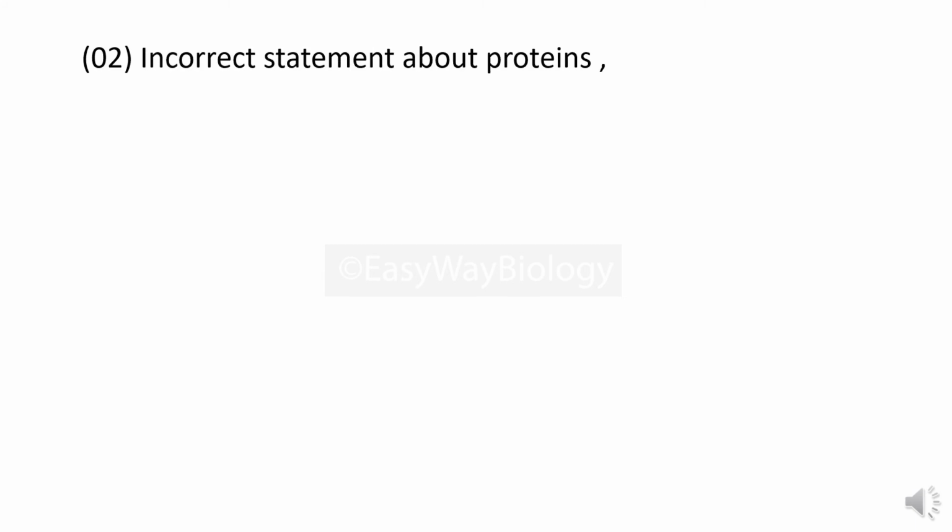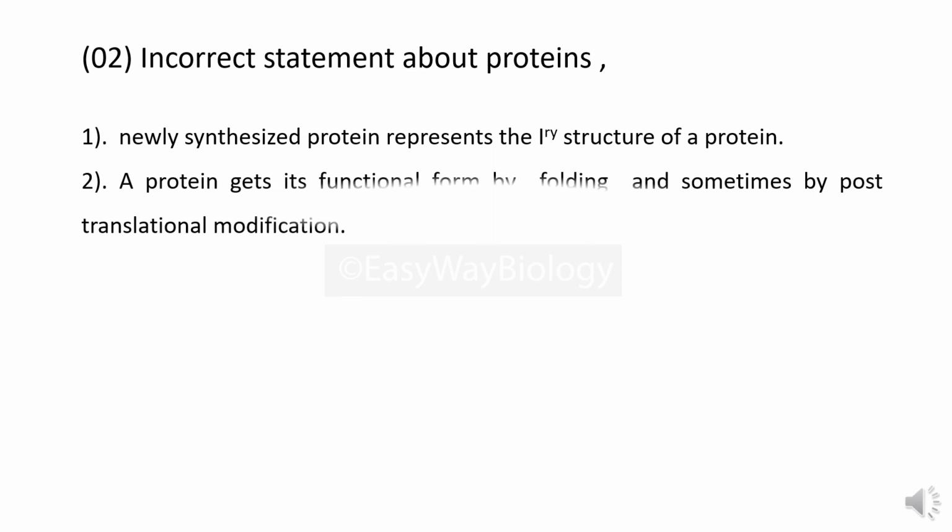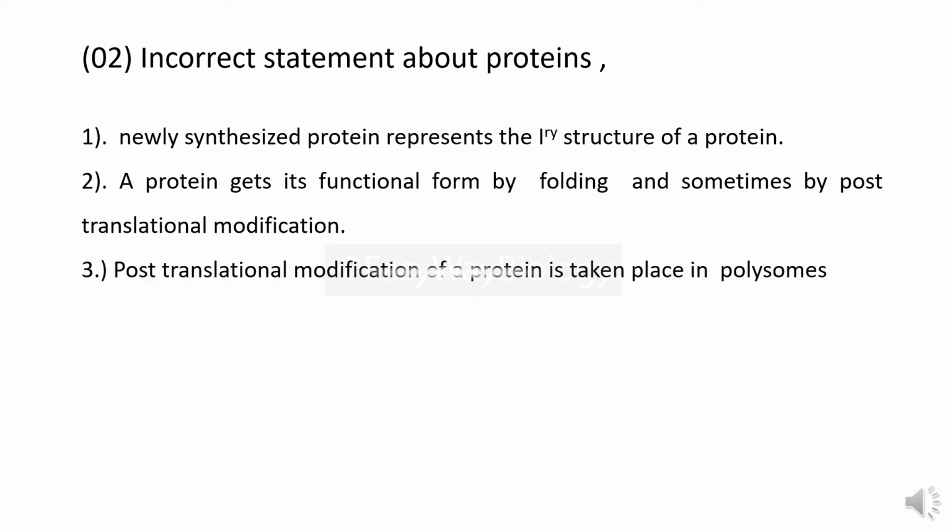Question number 2. Incorrect statement about proteins. 1. Newly synthesized protein represents the primary structure of a protein. 2. A protein gets its functional form by folding and sometimes by post-translational modification. 3. Post-translational modification of a protein is taken place in polysomes.